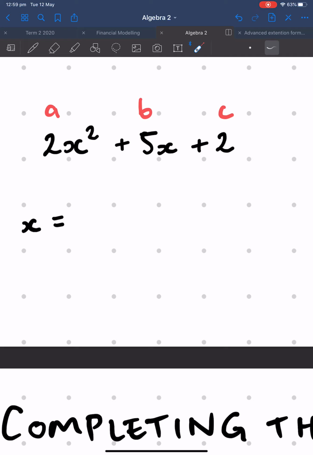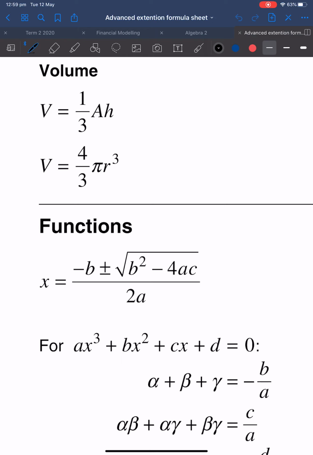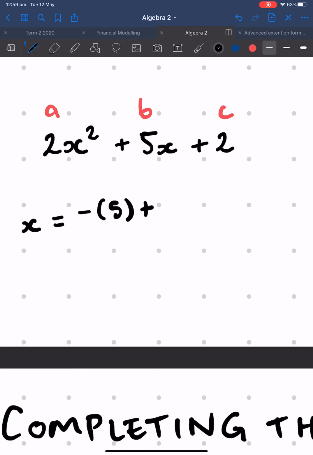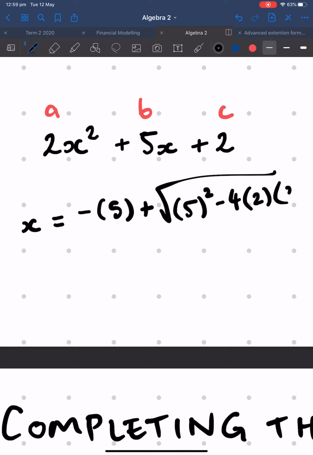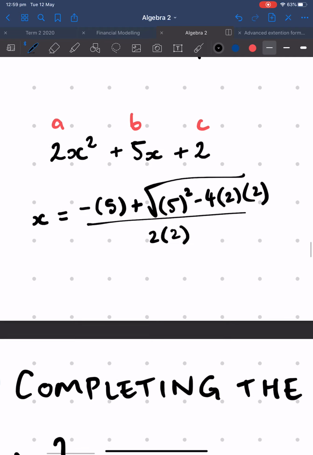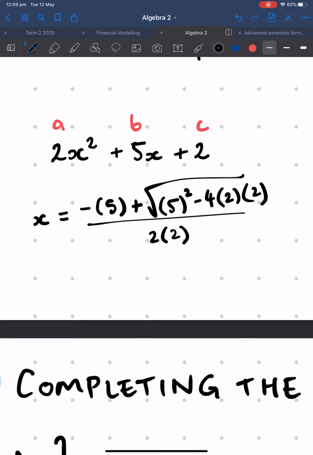I tend to put things in brackets because then you can't screw it up, even with powers, even with negatives, anything like that. So we're going to go negative b, which is 5. Now, I always just start with plus. You'll see on the reference sheet it has plus minus. Just start with plus. The square root of b squared minus 4 times a times c all over 2a. Now you type that into your calculator and you hit equals and you're going to get an answer.